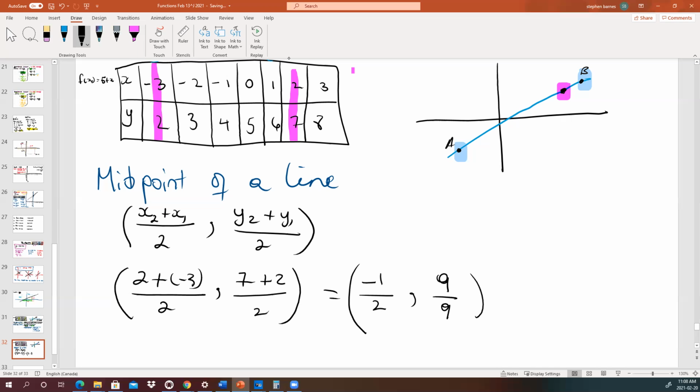All right. And then the x coordinate is going to be -0.5, and the y coordinate is going to be 4.5. So this is the coordinate. Yeah, I wrote 9 over 9. Actually, it's 9 over 2, not 9 over 9. Yeah. Thank you very much. All right.